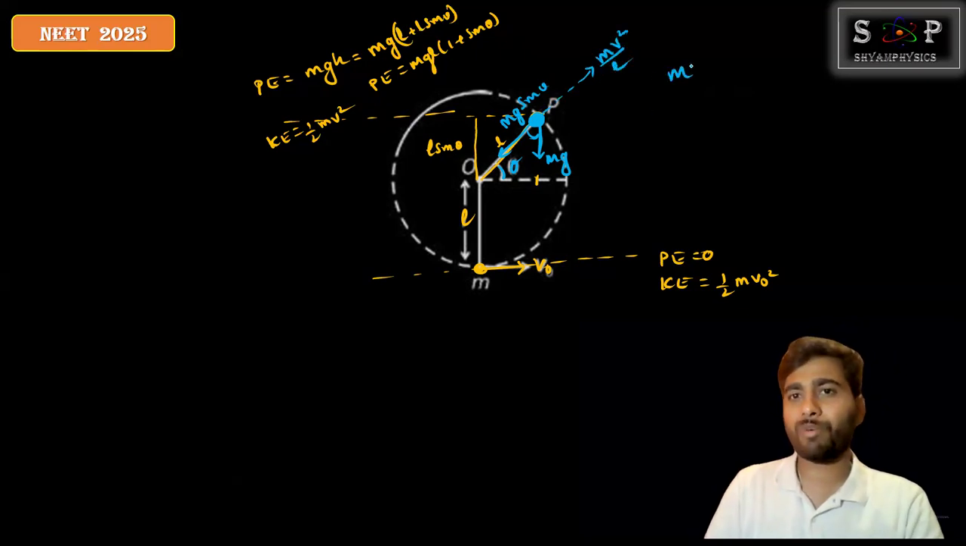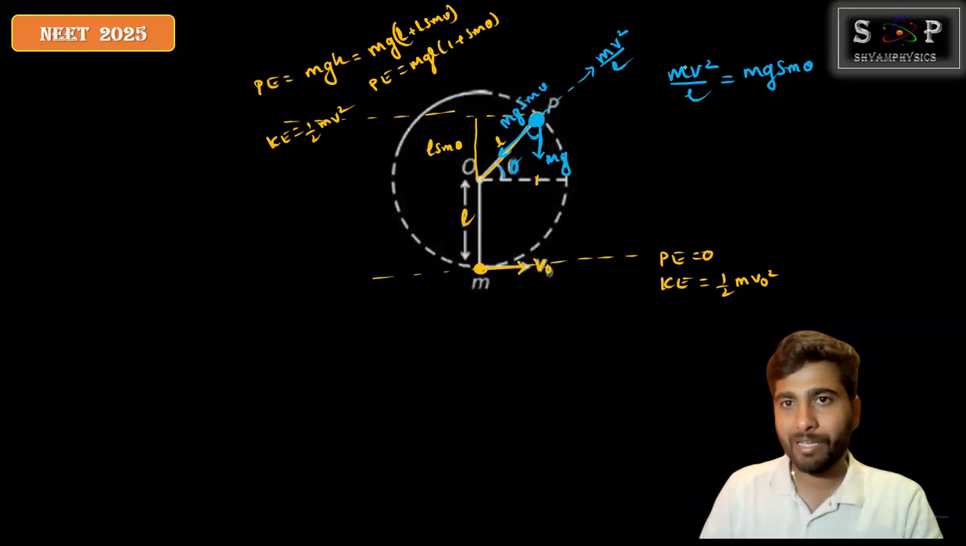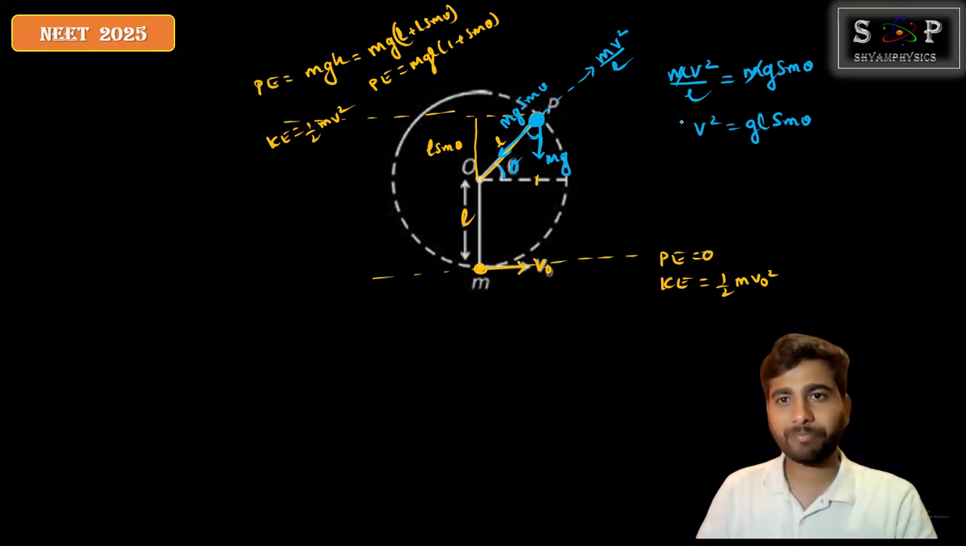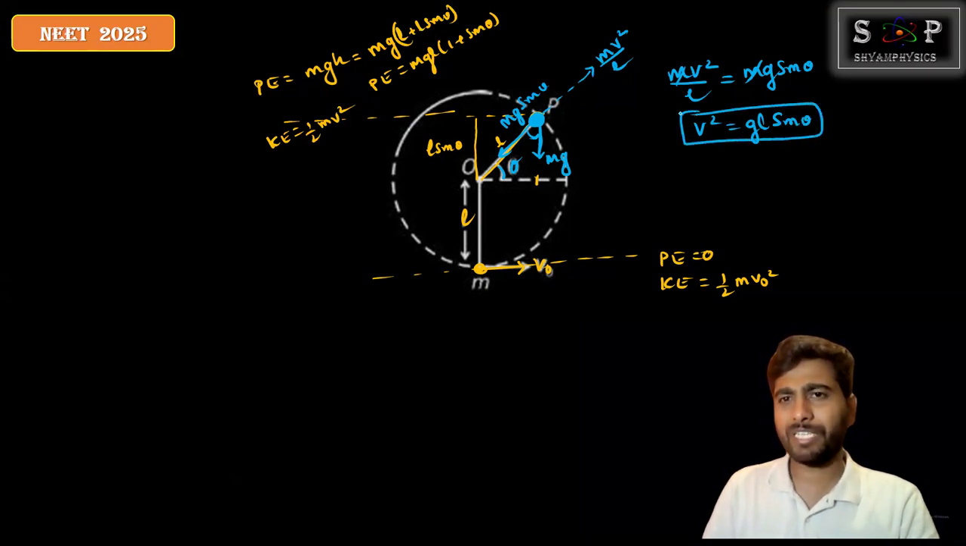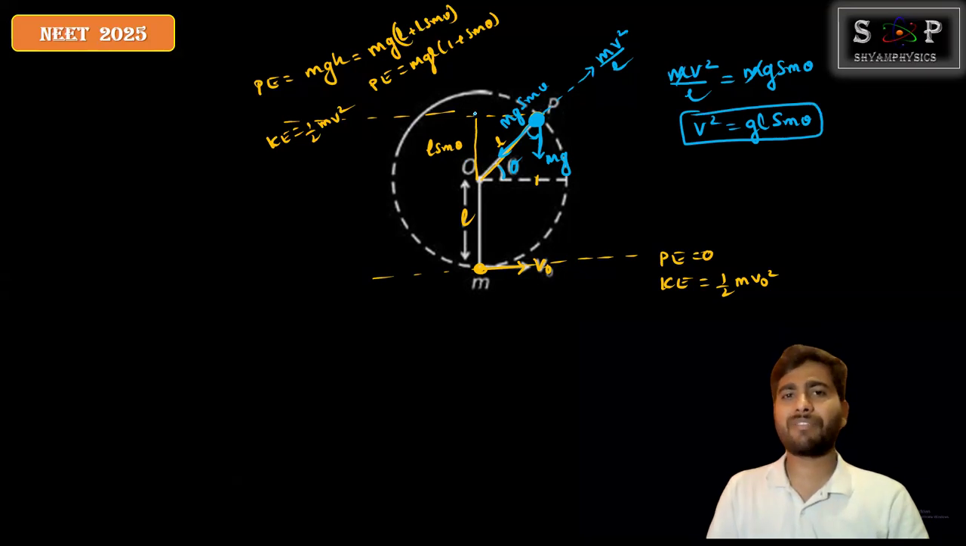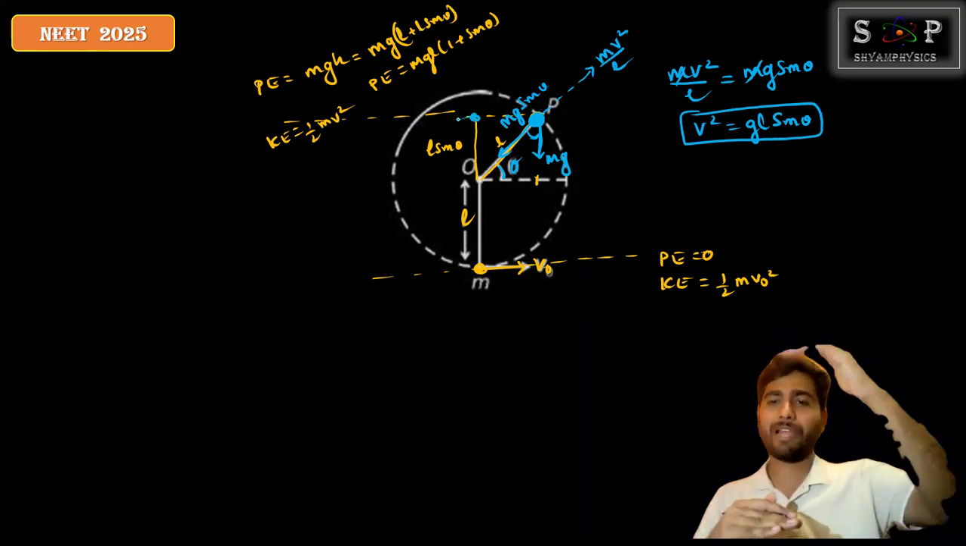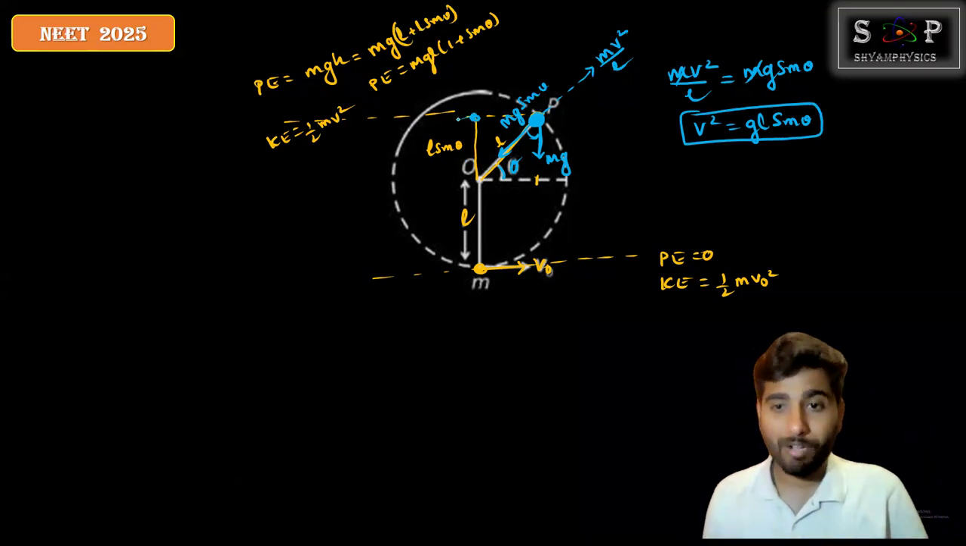So that I can write one more equation: mv square by L is equal to mg sin theta. m cancels, so that v square value we got here is gL sin theta. Keep this value, it is important. Now we'll apply conservation of energy for the lower level and the point where it loses the contact.